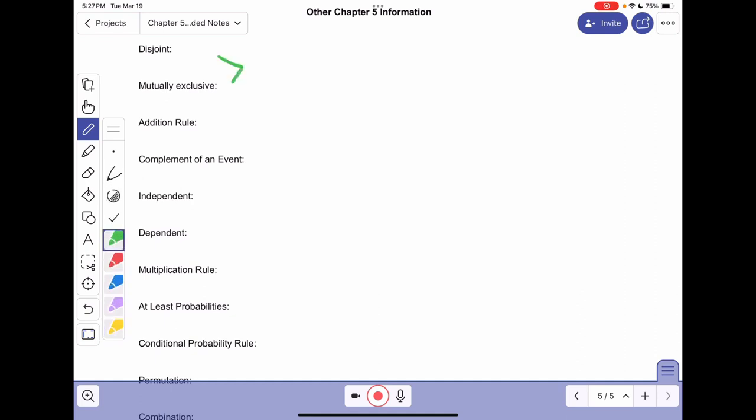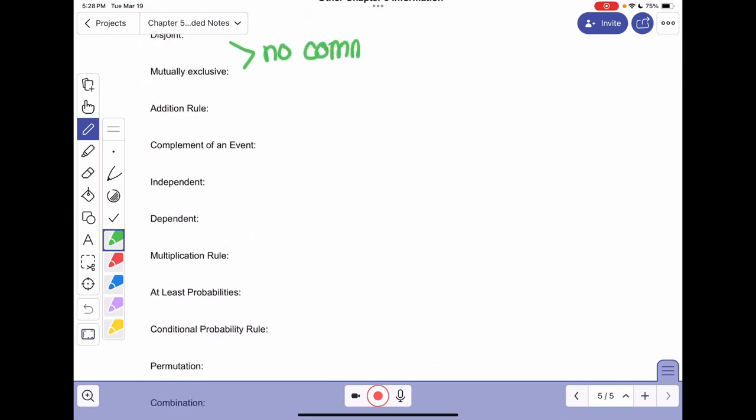So the first is disjoint or mutually exclusive. Those are 2 ways to say that events have no common outcomes. So they share nothing in common. You can only get one or the other. You can't get both. The addition rule is when you're taking the probability of E or F.